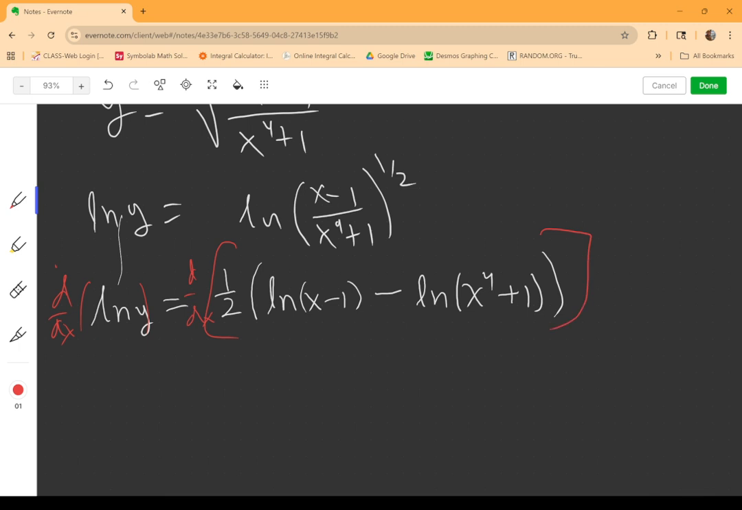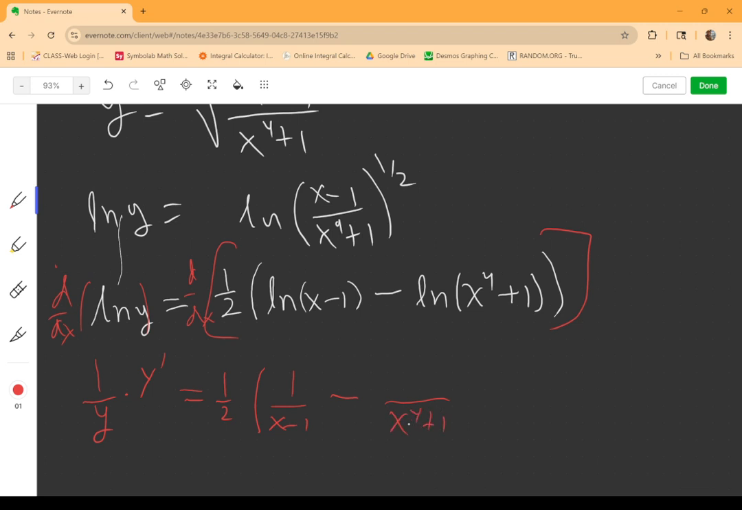Now, we also need the idea of implicit differentiation, because y, as we've seen above, is a function of x. So when I take the derivative of the left side, it's 1 over y, by the chain rule, times the derivative of the inside, which is y prime. Okay, and then in here, we have 1/2. The derivative of ln of x minus 1 is 1 over x minus 1, minus, here, the natural log of x to the fourth plus 1.